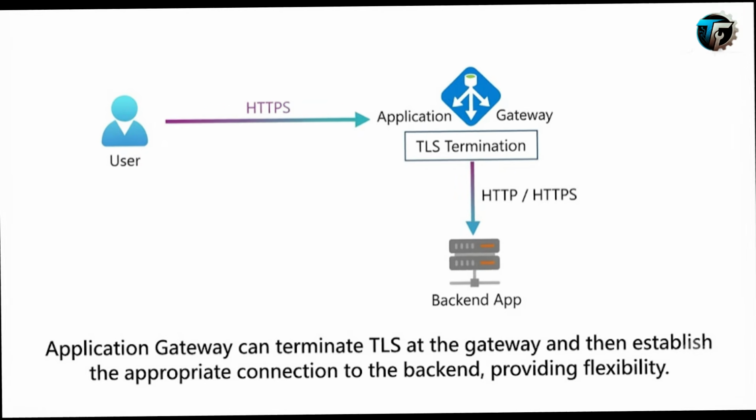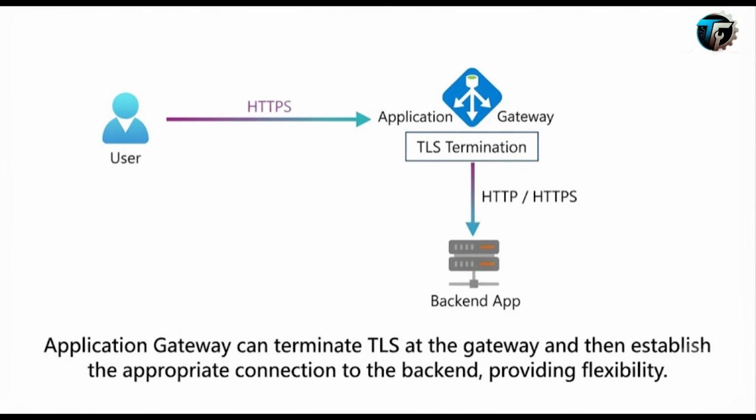Another important capability is TLS Termination. Instead of every backend server independently handling the initial TLS connection from the client, Application Gateway can terminate TLS at the gateway. The gateway can then establish the appropriate connection to the backend. For sensitive applications, you can also design end-to-end TLS between the gateway and backend. This gives architects flexibility in how encryption is handled.